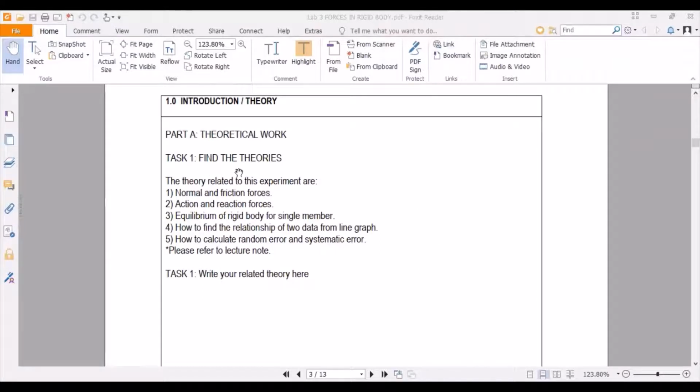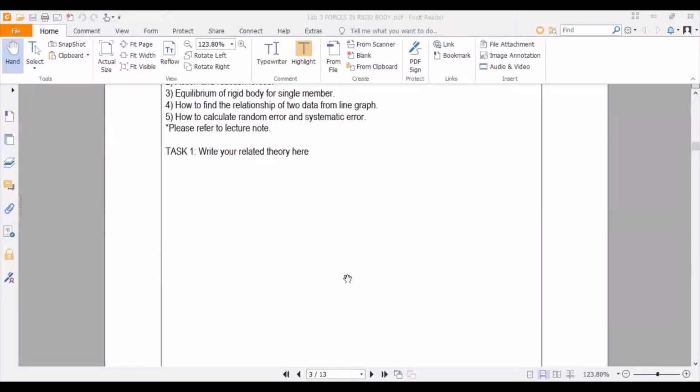The first task is to find the theories. What we need to complete in this task should cover the normal and friction forces, action and reaction force, equilibrium of rigid body for a single member, how to find the relationship of two data from a line graph, and lastly, how to calculate random error and systematic error.